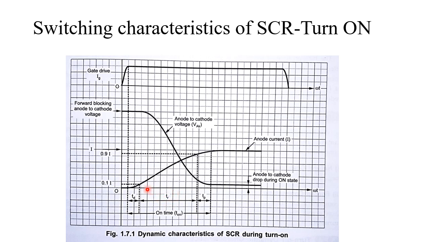During rise time, the anode current increases rapidly, and at the same time, the anode to cathode voltage decreases rapidly. And the third one is the spread time. During spread time, the current reaches the maximum value and the voltage reaches the minimum value. And here you can notice that there is anode to cathode voltage drop during on state. So during the switching time, the power dissipation will happen and it is called the switching loss.